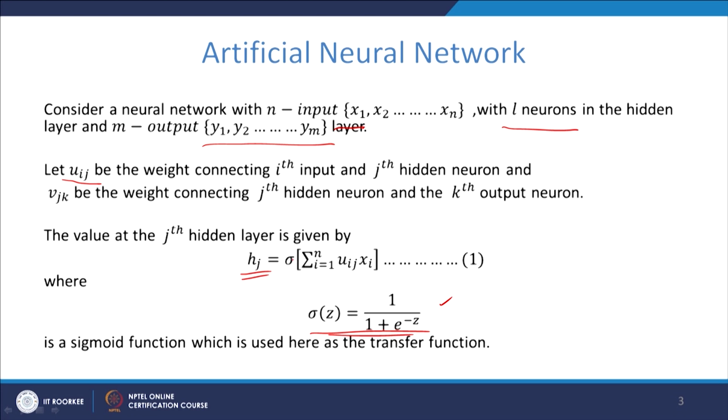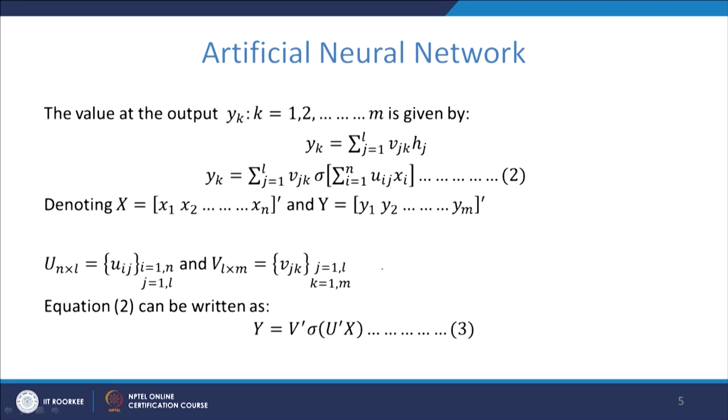So, the value of the hidden neurons is calculated by this expression. Then we get the output. The kth output yk is calculated by multiplying the weight vjk with the sigma of hj, where j varies from 1 to L, as given by this expression. So, for given inputs x1, x2, ..., xn, we get the corresponding outputs y1, y2, ..., ym using this artificial neural network.